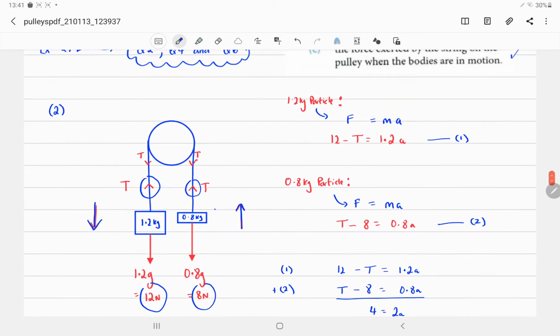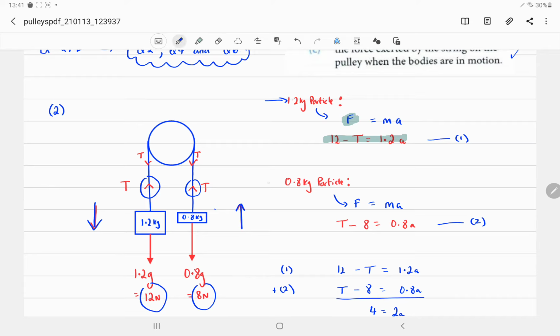So take one at a time. The 1.2 kilogram particle, the heavier one, F, the resultant force. So this F is equal to the downward force, subtract the tension. So the downward force 12, subtract the tension, that's the resultant force. And that is equal to mass times acceleration. So we have our first equation.